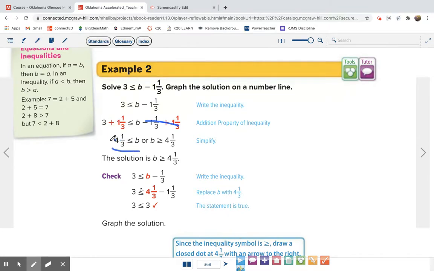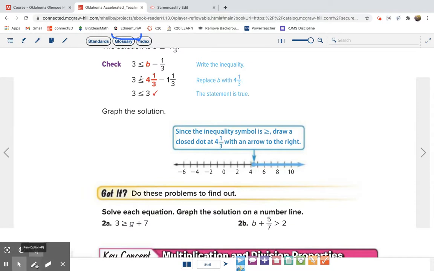And we're already done. Okay, they went ahead and switched it around the other way. If you do that, make sure your sign goes with it. 4 and 1/3 is smaller than b, so when you flip it around, b has to be greater than 4 and 1/3. I would just leave it like this, not to trick yourself. But the next thing we do is we're going to graph it on a number line.